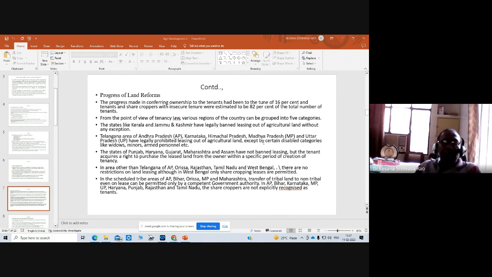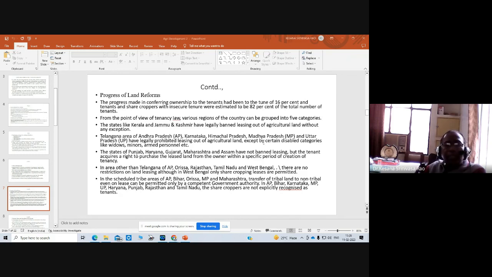The states of Punjab, Haryana, Gujarat, Maharashtra, and Assam have not banned leasing, but the tenant acquires a right to purchase the leased land from the owner within a specified period of creation of tenancy. So Punjab, Haryana, Gujarat, Maharashtra, and Assam have a different type of setup. That is why the difference between Andhra Pradesh, Karnataka, Himachal Pradesh, Madhya Pradesh, and Uttar Pradesh is that they have a different set of tenancy law being implemented. Leasing out of agricultural land is totally ruled out there. But in Punjab, Haryana, Gujarat, Maharashtra, and Assam, they have a separate leasing pattern.